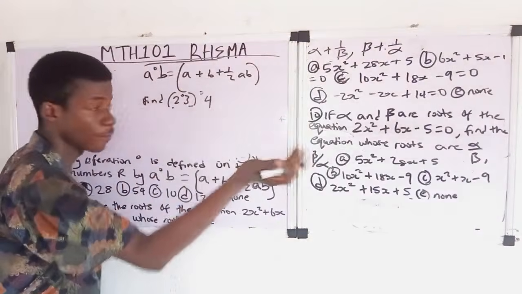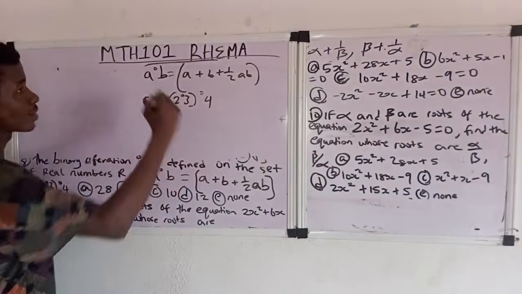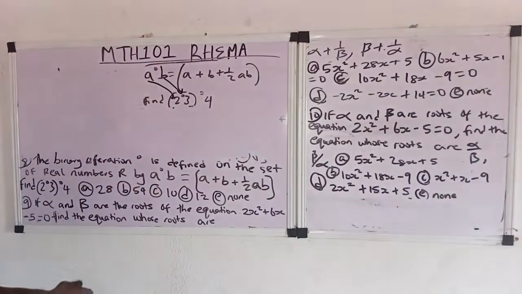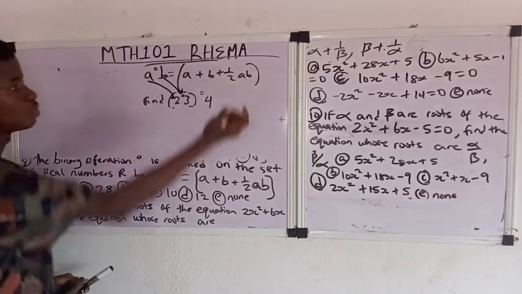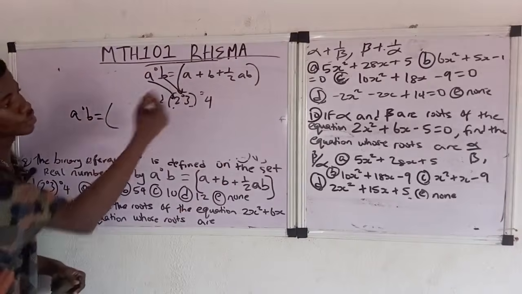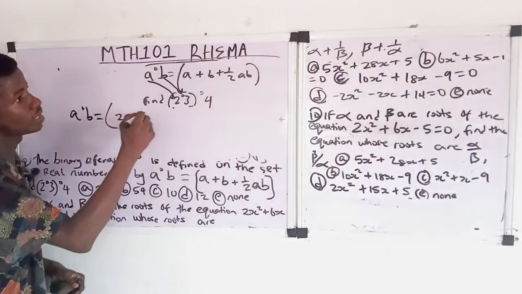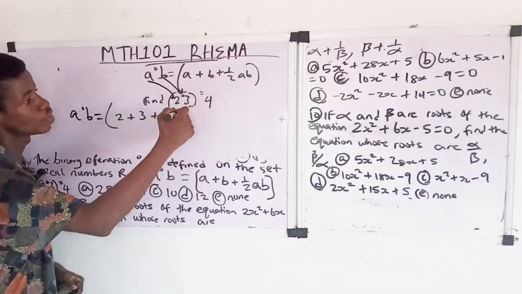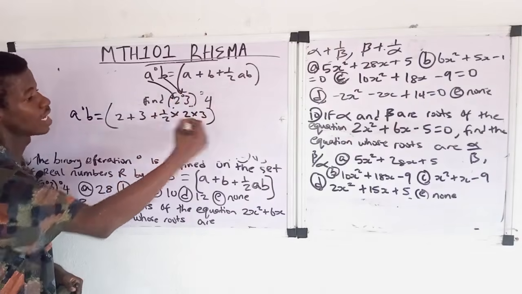Let's neglect 4. So that tells you that A is 2, then B is 3, right? Wherever we see A, we put 2. Wherever we see B, we put 3. So A operation B is equal to A, which is 2, plus B, which is 3, then plus half times A, which is 2, times B, which is 3. So we do everything.